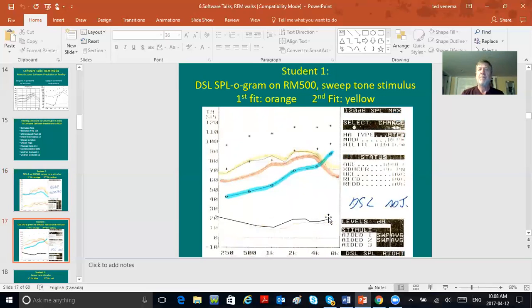Let's look at another one. Now this is speech mapping. So now we're using today's real ear, a DSL SPLogram on RM500. So now you're looking at normal hearing on the bottom, minimal audible pressure. You're looking at loudness discomfort levels, the asterisks. You're looking at the client's thresholds. This is the way we do real ear today. It's an old system, old real ear system. Thank God we don't have ugly systems like this, but the same. This is today's real ear.